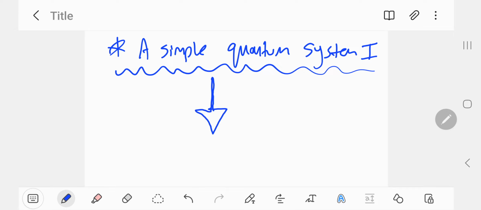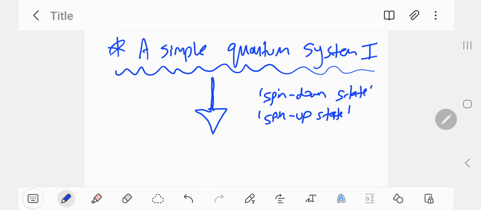And it turns out that some of us as kids were more or less experts when it comes to understanding the mechanics of a spinning top, right? If you spun it in this configuration here, then you were spinning it in what's called a spin down state. Spin down state because it's pointing down. If you spun it in the opposite direction, you'd be configuring it into a spin up state.